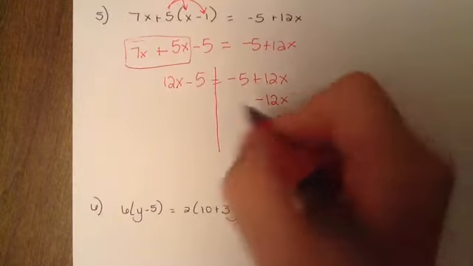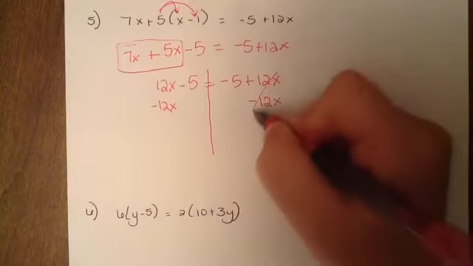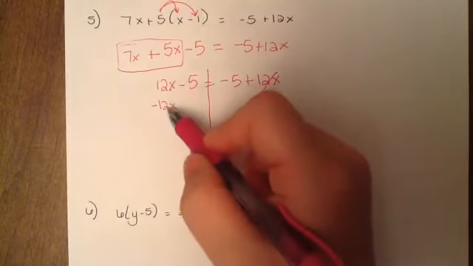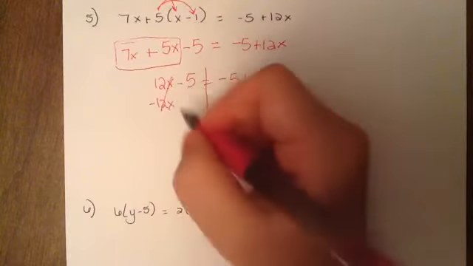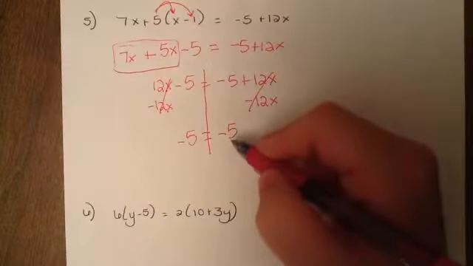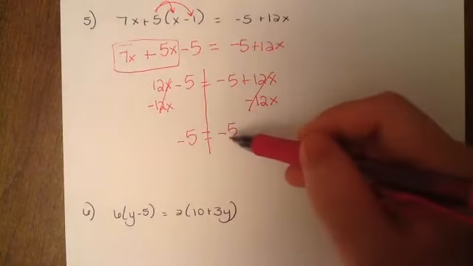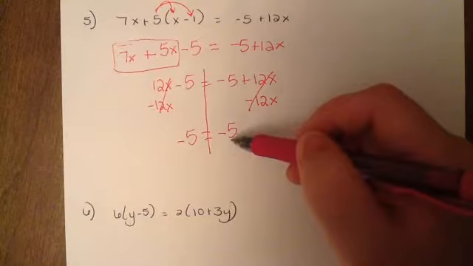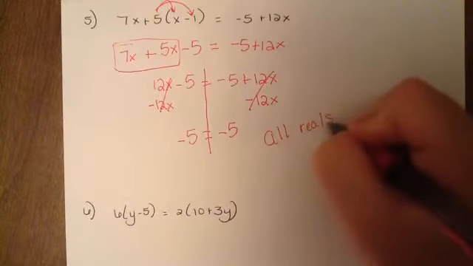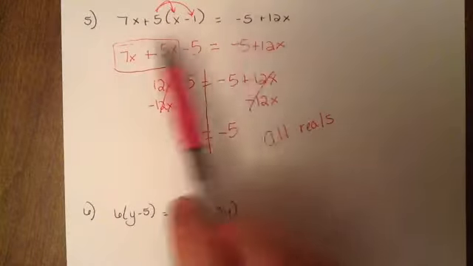Minus 12x. What do I do on one side? Do to the other. -5 equals, what happens with these? They cancel. If we get something that comes out to be a true statement, both variables cancel. I'm just left with -5 equals -5. This means all real numbers. Does not matter what value I choose for x, it will work here.